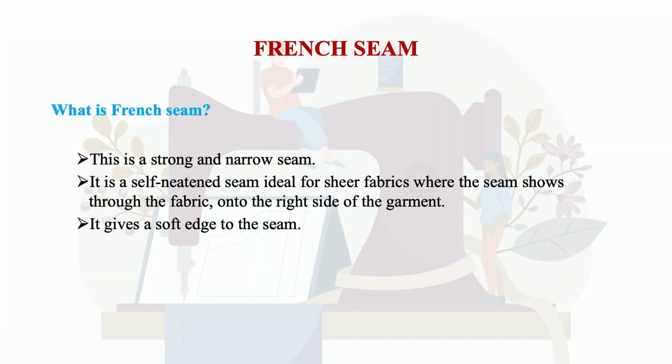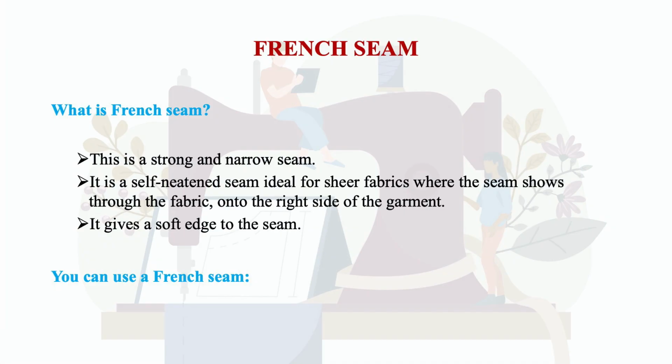It is very neat from every side. It is generally used for sheer fabric. Sheer means transparent fabrics, like georgette, chiffon, or net fabric, in which the seam is visible from the outside, and it gives a soft edge to the seam.